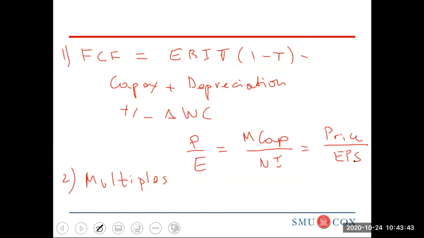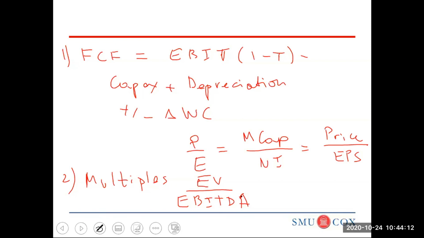Another very popular multiple is called EV to EBITDA, enterprise value to earnings before interest, taxes, and depreciation. I'm not going to get into it now, but we'll cover it in the next class, what the difference between market cap and enterprise value is. It's basically net debt, but we'll cover it in the next class.